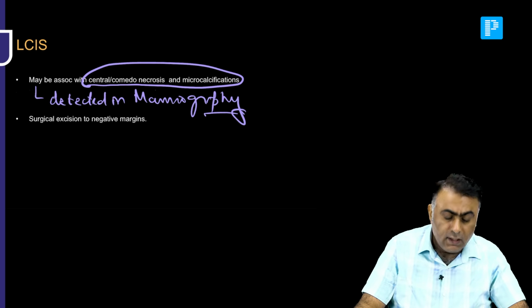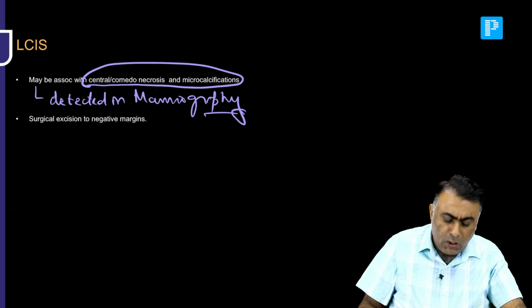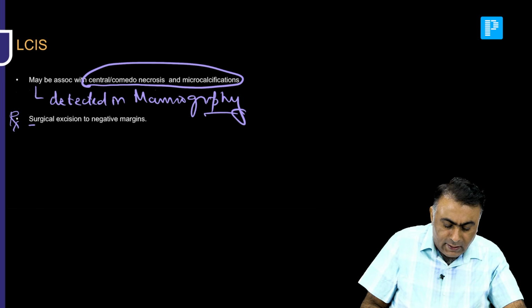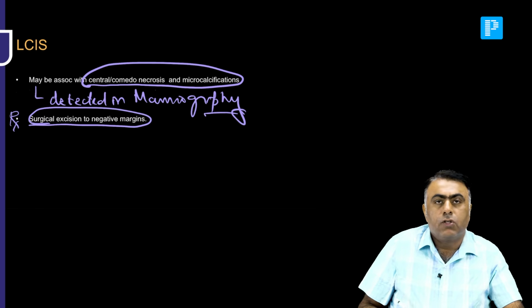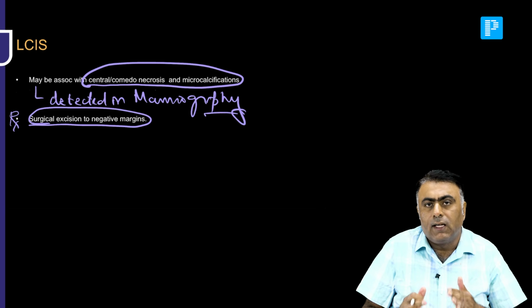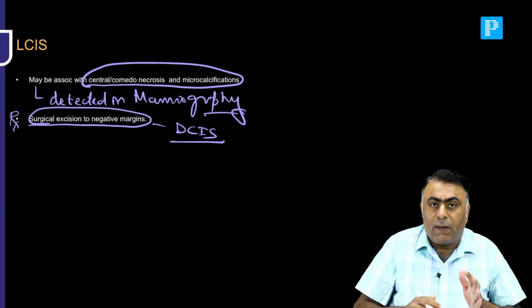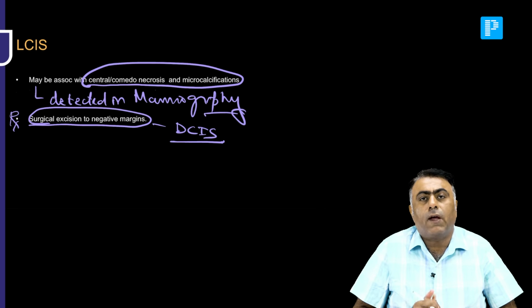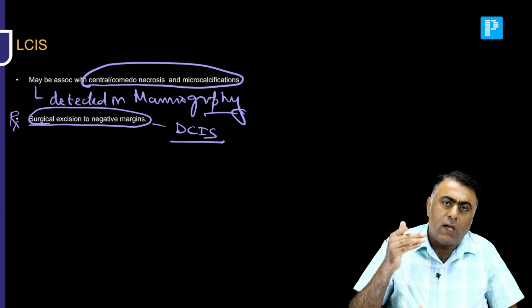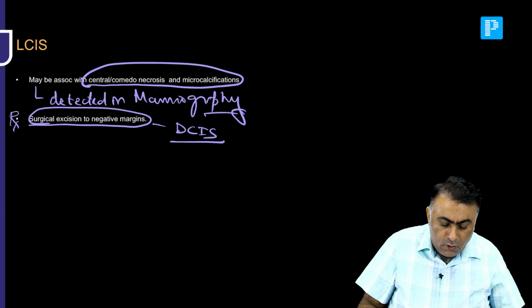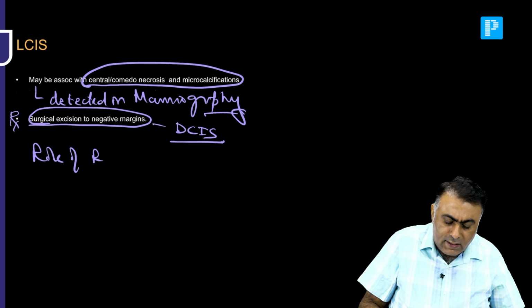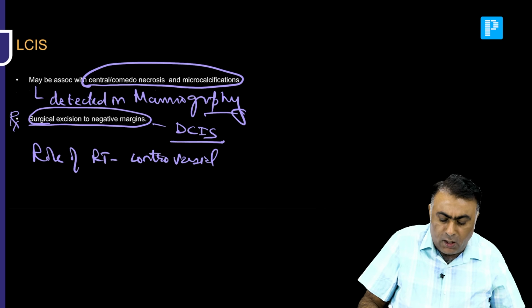The treatment for the pleomorphic variety is always surgical excision to negative margins. Basically, you're going to treat it like ductal carcinoma in situ, as it behaves more like a ductal carcinoma in situ. So you have to excise with negative margins. The role of radiotherapy is still controversial for this pleomorphic variant.